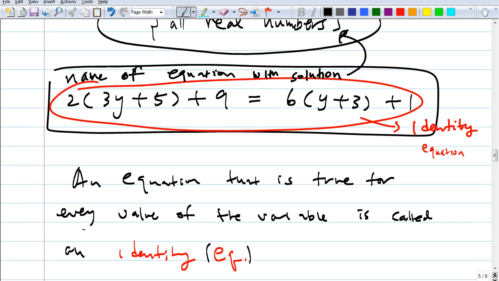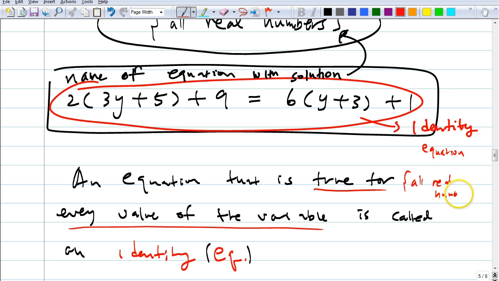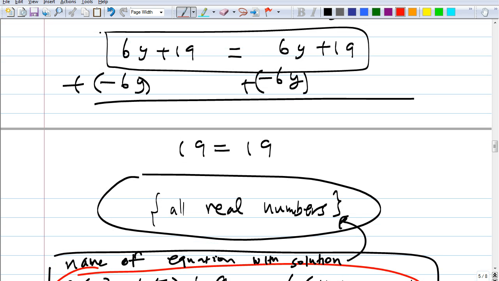So write this down. An equation that is true for every value of the variable, which means the solution is all real numbers, right? Is called an identity. Yeah, which means it's the solution. The equation that is true for all real numbers. What does it mean? True for every value of the variable, which means it's all real numbers, right? So if the solution of an equation is all real numbers, that equation is called an identity equation. Does that make sense? You could kind of think of this as, look, left side of this equation is identical to the right side. Isn't it? I don't know. Let's see if that helps you.